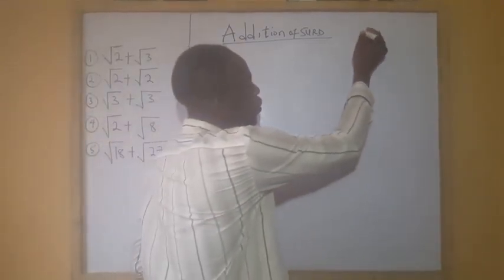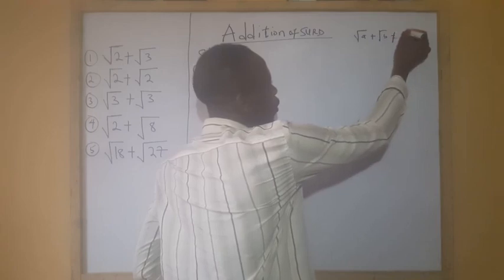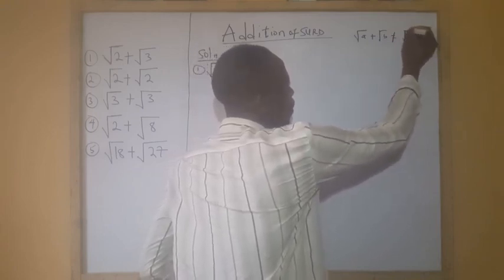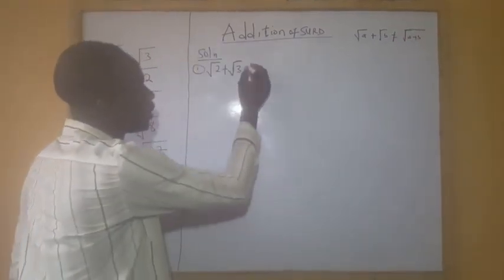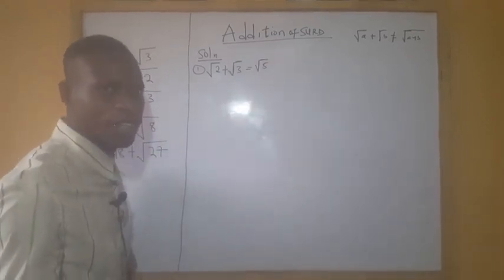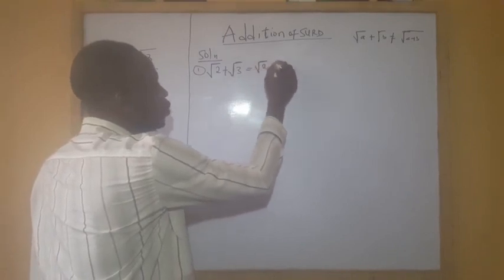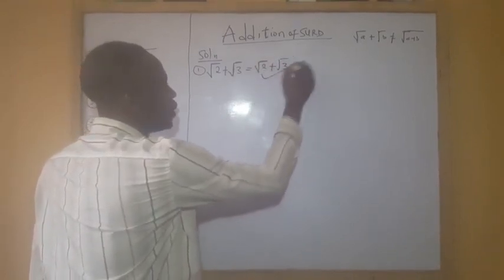According to the rules there, root A plus root B is not equal to root of A plus B. So that means I can't say this is equal to root 5. It's not correct. Are we together? So the answer is still the same thing: root 2 plus root 3.